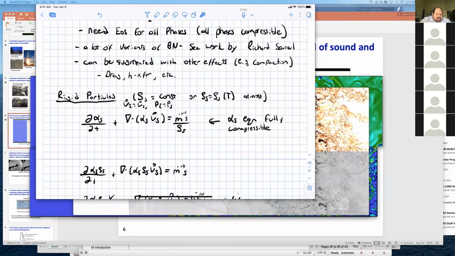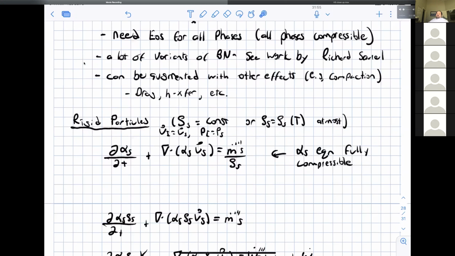So let me go to the screen recording. Are there any questions on that? It's basically if there's space between your particles, then you'd want to use the rigid particle method. And if your particles are already touching, then you could use the Baer-Nunziato method.